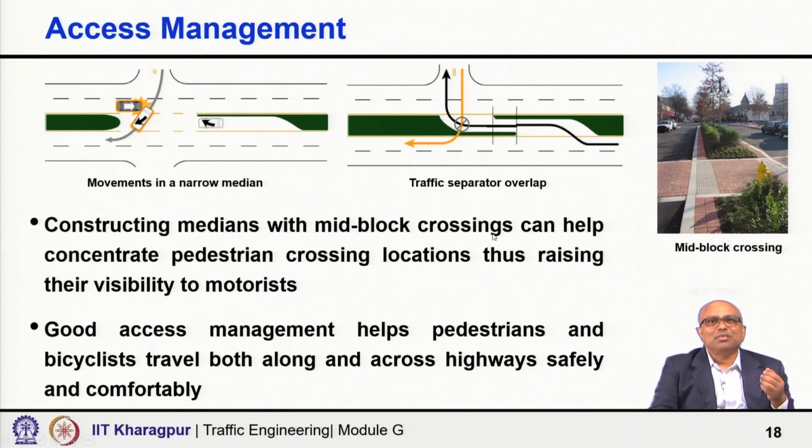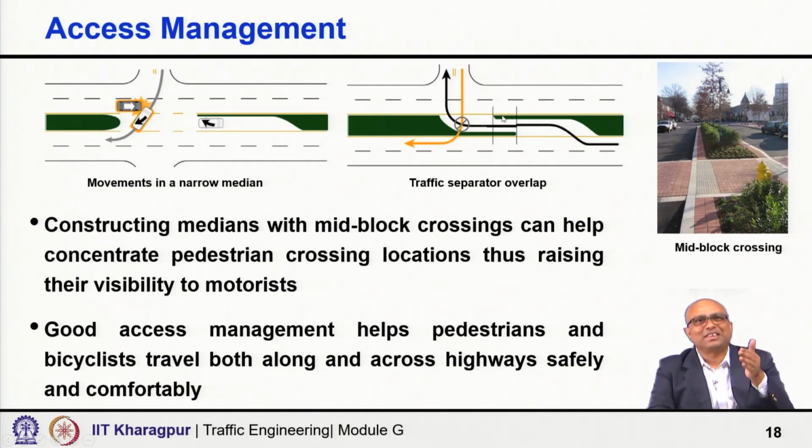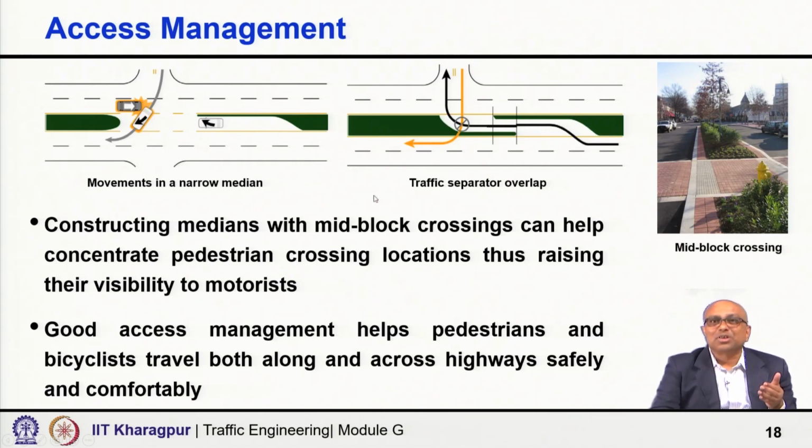But here we are doing a traffic separator overlap. So, we are not allowing this movement, and maybe you allow only one storage lane and then keep the vehicle like this. So, this is a much safer arrangement. The vehicle is placed longitudinally and then takes the turn, but here that opportunity is not there. So, the traffic separator overlap is actually helping us.